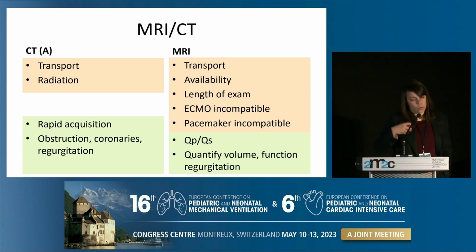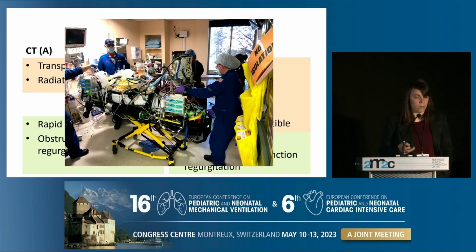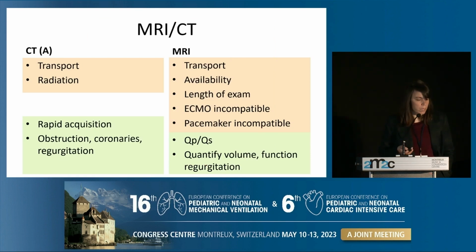When you want to do other imaging, you can think about CT angio or MRI. So CT, the downside of that is that you need to transport the patient. And when a patient is on ECMO, it requires huge support and a lot of people and a lot of programming. And that's really something that's also critical for the patient and dangerous for him to be moved. So you really have to think about the indication for that. Of course, the CT angio has some radiation, but it's rapid acquisition, and you can see a lot of residual lesions.